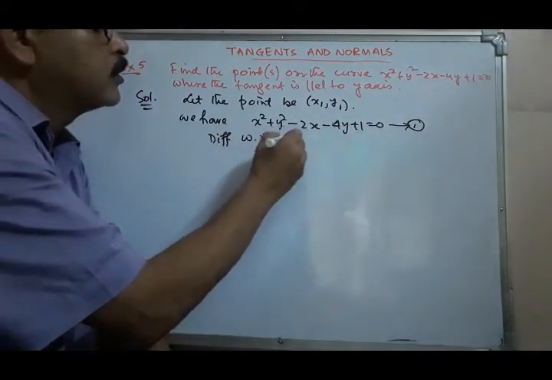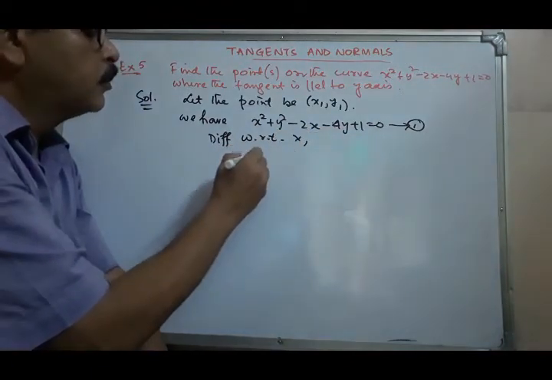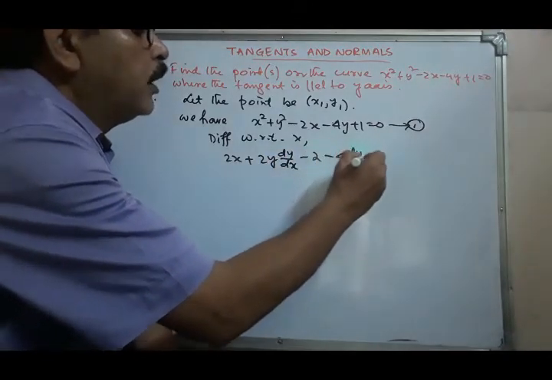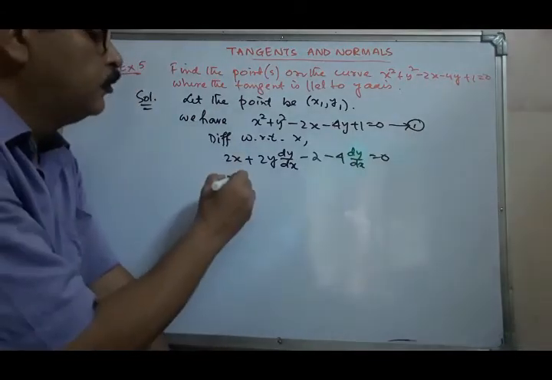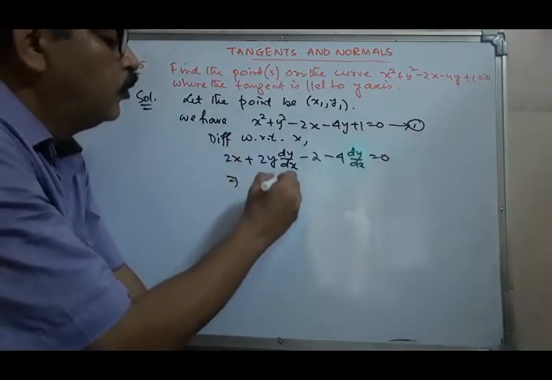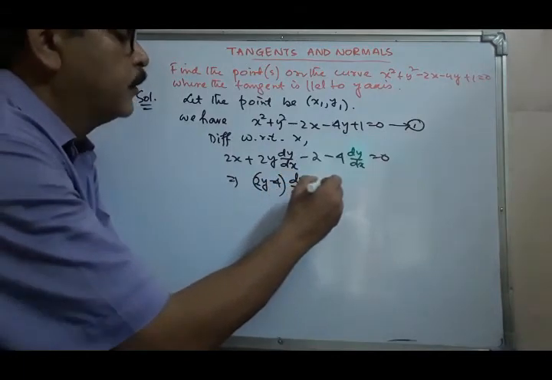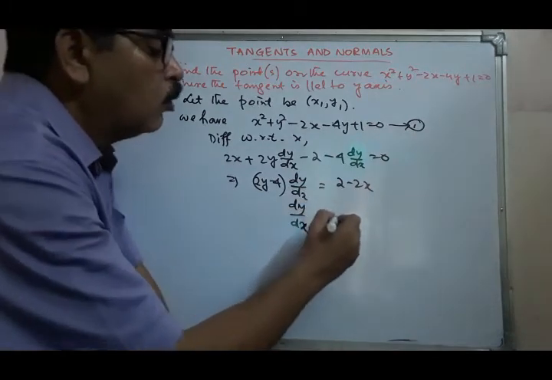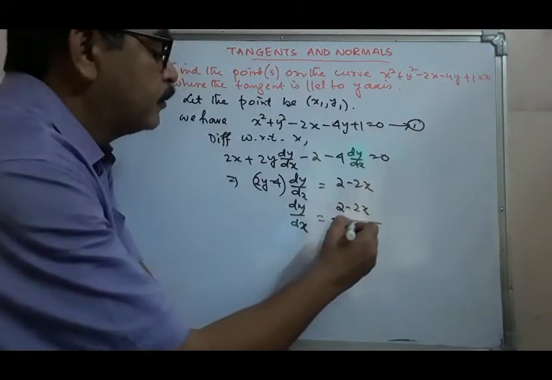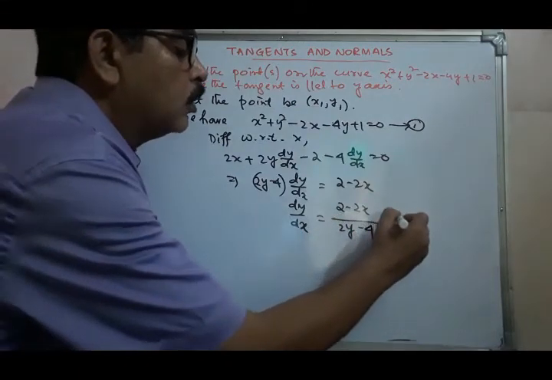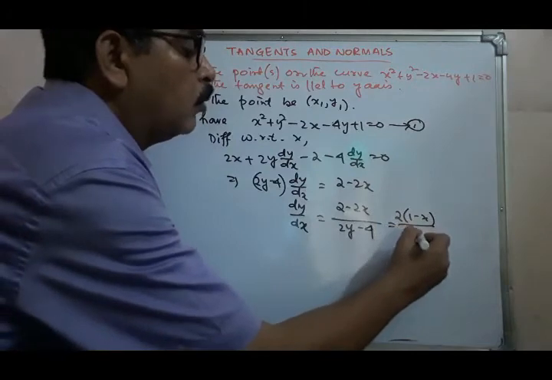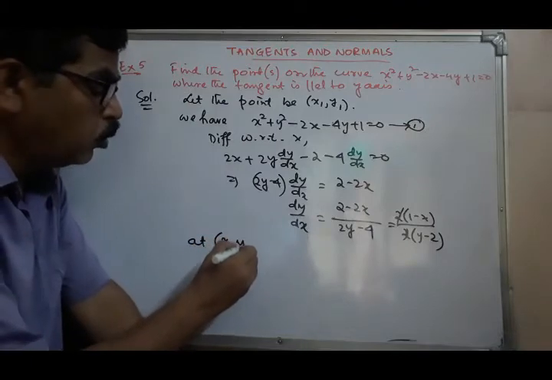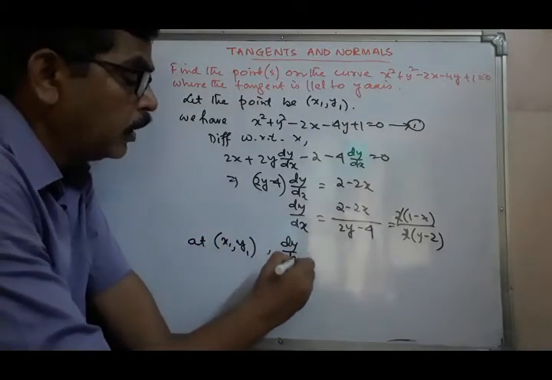Differentiating with respect to x, so 2x plus 2y dy by dx minus 2 minus 4 dy by dx equal to 0, so therefore 2y minus 4 dy by dx equal to 2 minus 2x, so dy by dx equal to 2 minus 2x by 2y minus 4, that is 1 minus x by y minus 2. At x1 y1 dy by dx equal to 1 minus x1 by y1 minus 2.